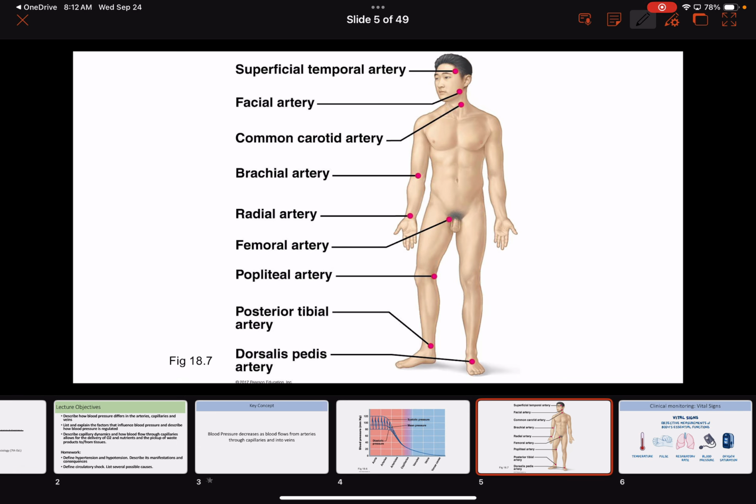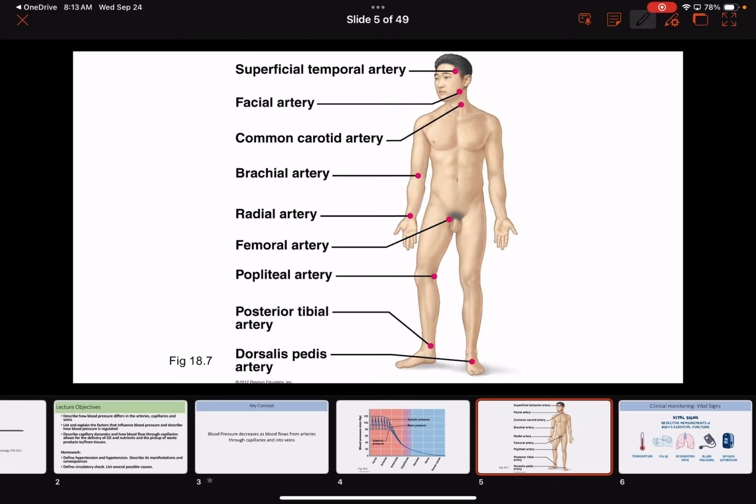So the different pulse points of the body are going to be the superficial temporal artery, which is next to the temporalis muscle that you should have learned in B32. Facial artery around the chin. The common carotid is a very common pulse point around the neck. The brachial artery you're going to feel at the elbow. Radial on the outside of the wrist. Femoral is up towards the groin area.